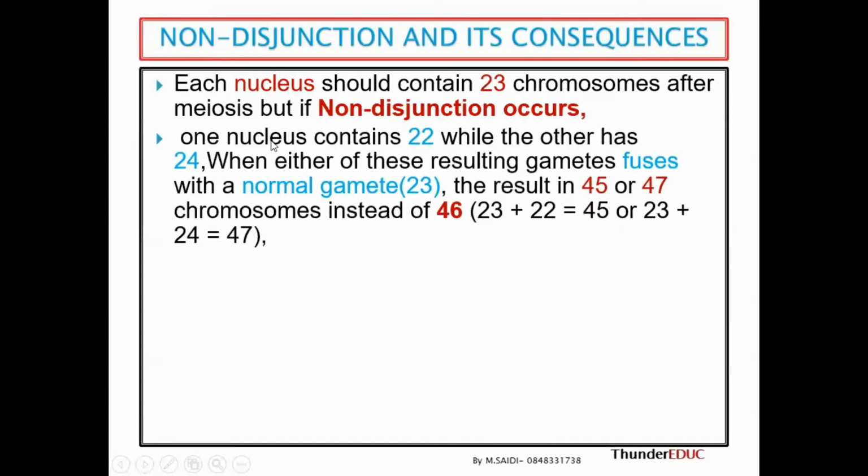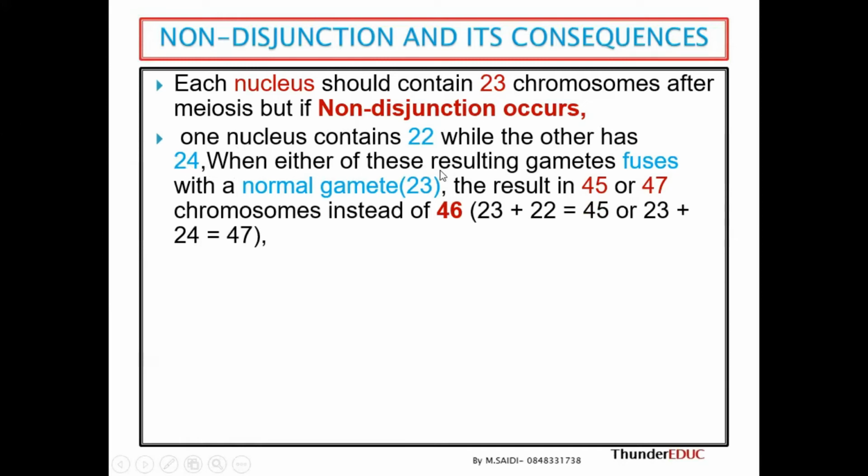So now, when we say that non-disjunction occurs, one nucleus will contain 22 chromosomes. We have seen where we get the 22 chromosomes. It fails to separate, and then one nucleus is going to have 22 chromosomes instead of 23, while the other ones will have 24 instead of 23. It means that this one is a monosomy, and then this is a trisomy. It is less of one chromosome. It has an extra chromosome.